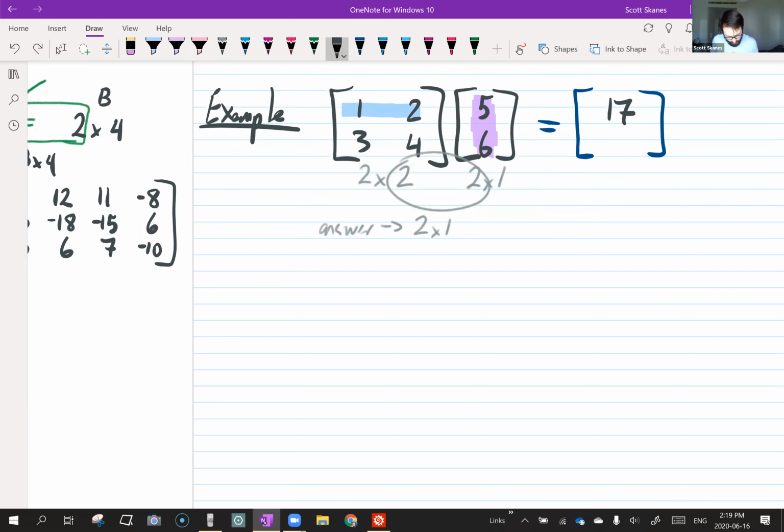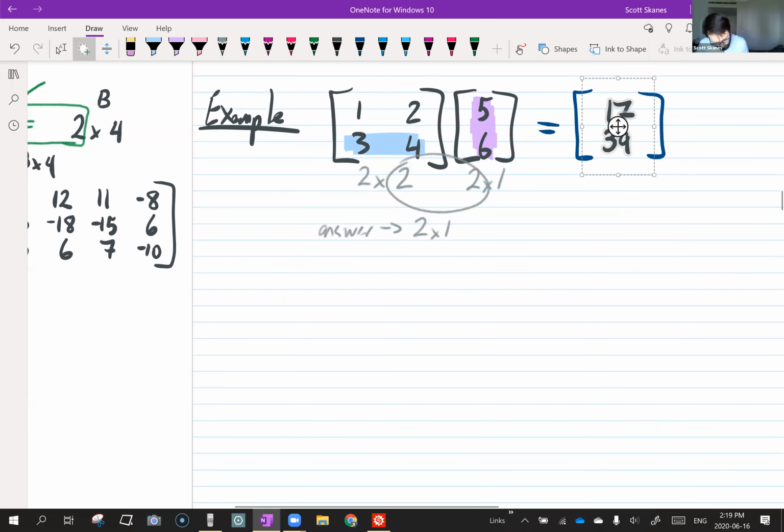Let's just go one step further. And I need to do second row, first column, which is 3 times 5 plus 4 times 6. The answer is 39, which is indeed a 2 by 1. So I know that this is going okay.